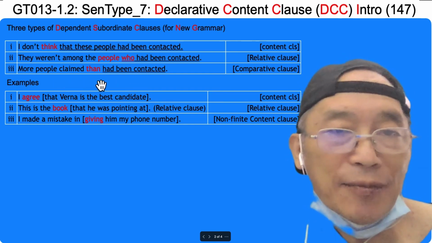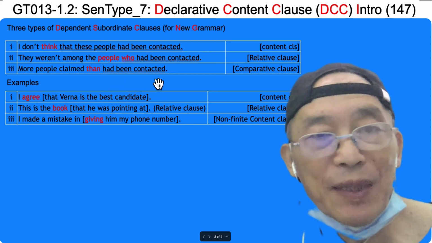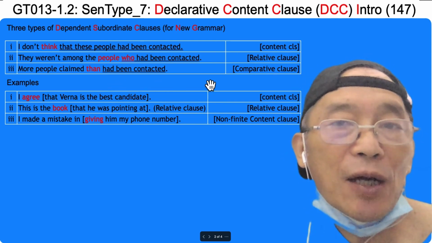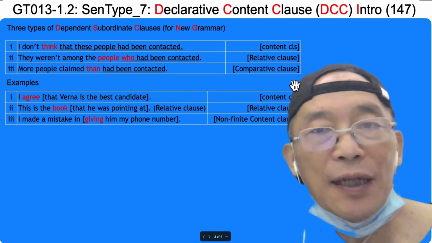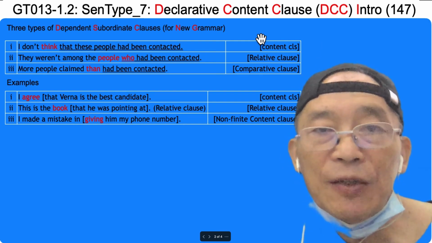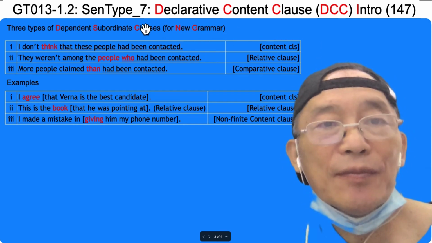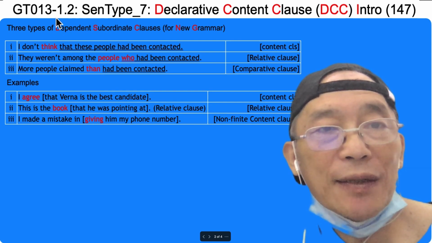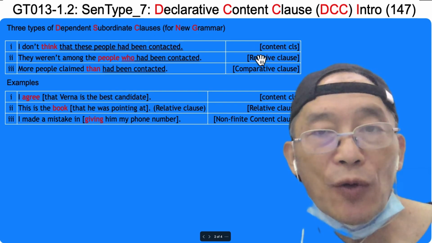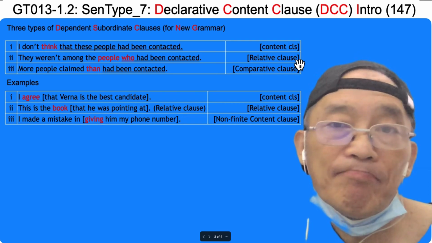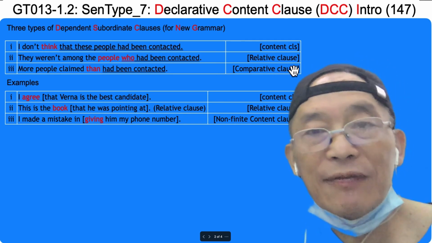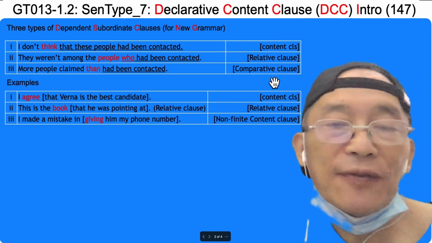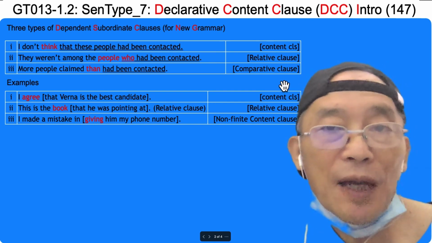More people claimed than had been contacted. Typical comparative clause. Yeah. For the first 40 videos, 13-1-40, we will be covering content clauses. And the next 40 videos, relative clause. And then the next 40 videos, comparative clause. So stay tuned.